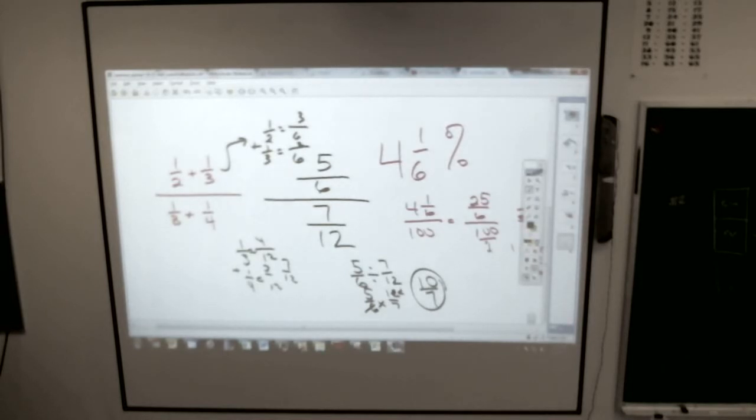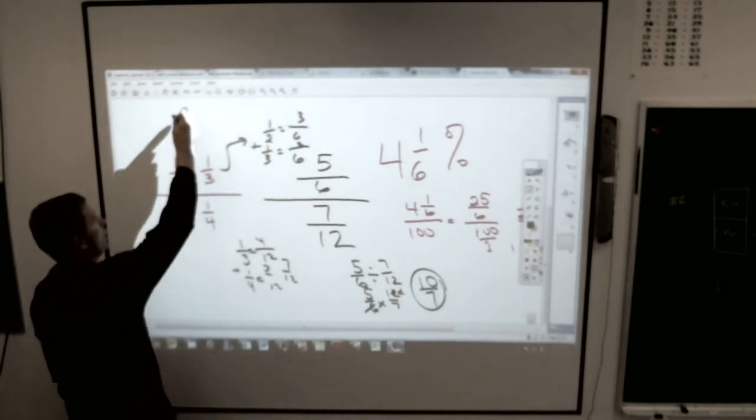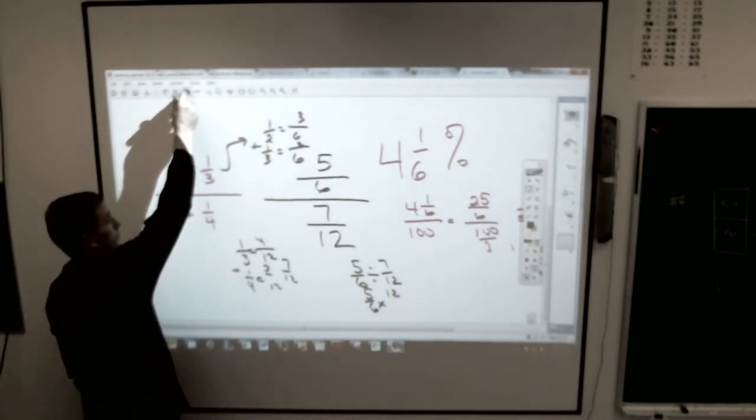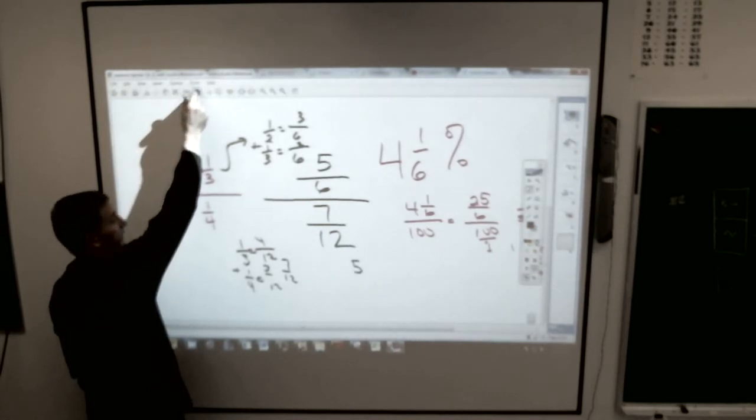That make sense to you? You want me to go back, do that in super slow motion? I can rewind, because I can do this. And then I can go back.